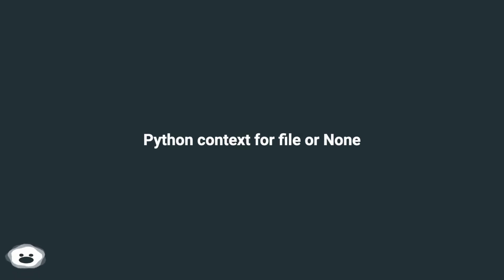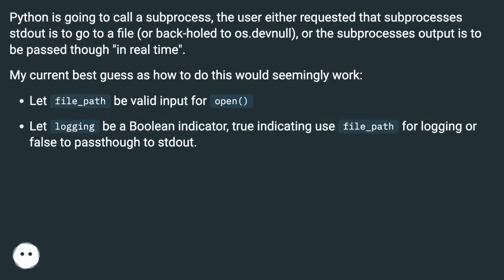Python context, a file or none. Python is going to call a subprocess. The user either requested that the subprocess's output go to a file, or be held back to os.devnull, or the subprocess's output is to be passed through in real time. My current best guess as to how to do this would seemingly work.